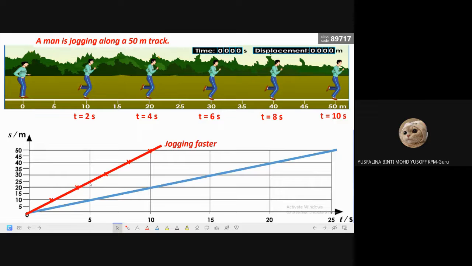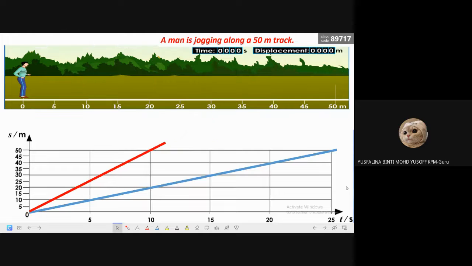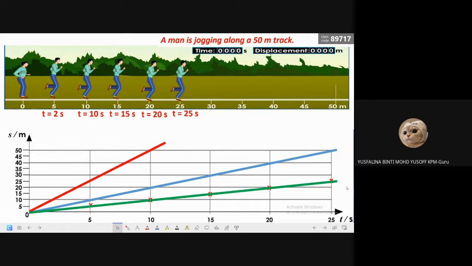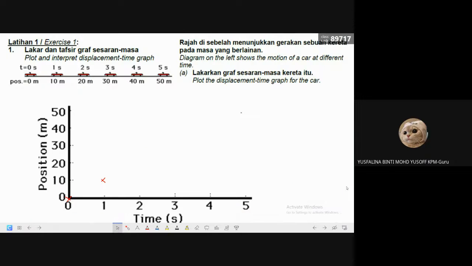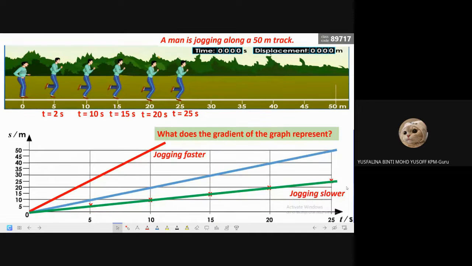So this one is another graph. Maybe jogging faster, if we compare it with this one. So it's just labelled back, T20 seconds, T25. Now it's jogging slower. Okay, so this one is jogging faster.